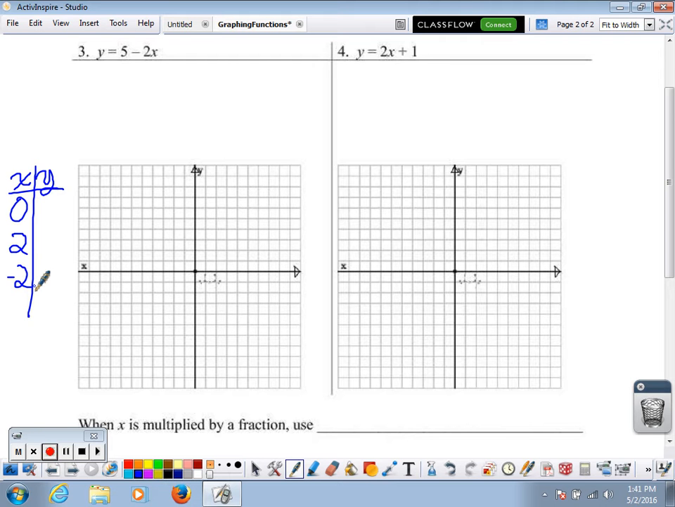And let's take each one of them and substitute them in. So y equals 5 minus 2 times 0. Okay, I'm putting 0 in place of x. Okay, Chase, what's 2 times 0? And what's 5 minus 0? Y equals 5. So when my x is 0, my y is 5. Okay, let's do the same thing with 2. Maddie, what would that look like if I substituted 2 in place of x?